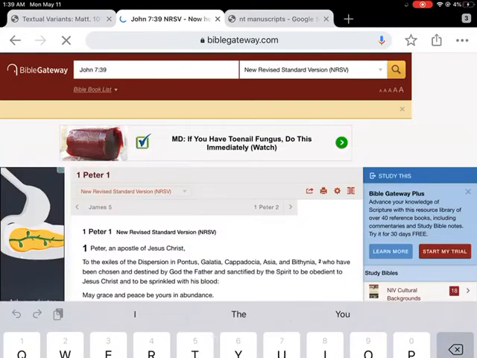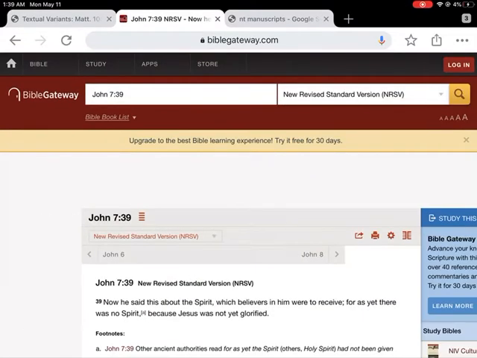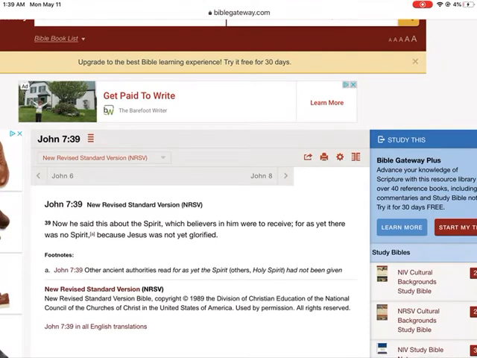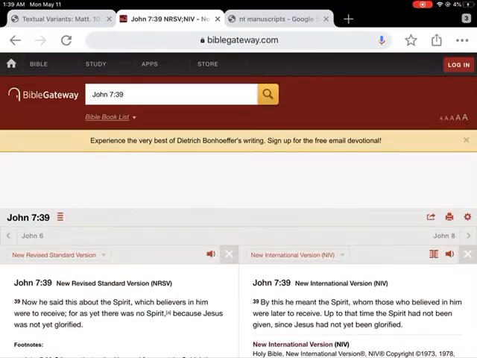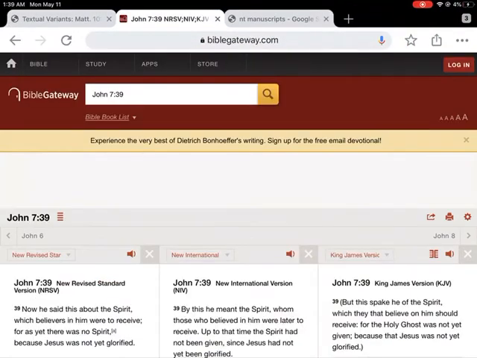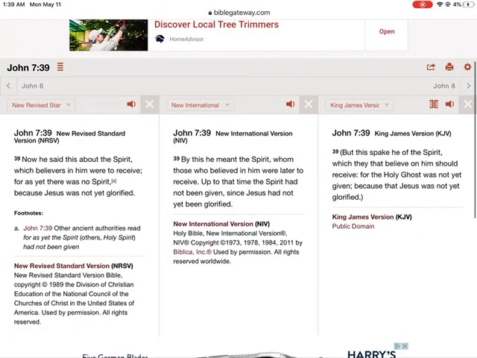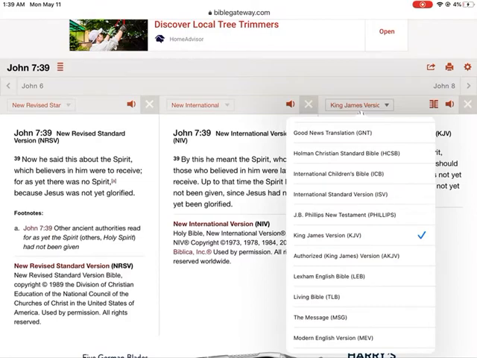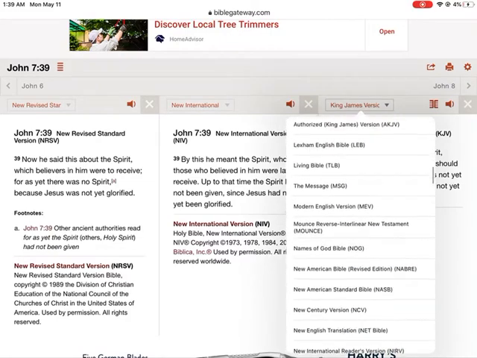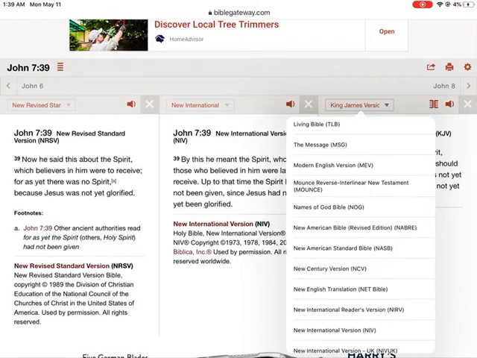You start with the one version you want, and then once you have the screen looking like this, you click the button all the way to the right of the settings, and that creates a parallel translation. If you click it again, you get a third version, and you want to make sure they match the ones you want. So in this case, we have the NRSV, the NIV, and I also want the NAB, or in this case, NABRE.